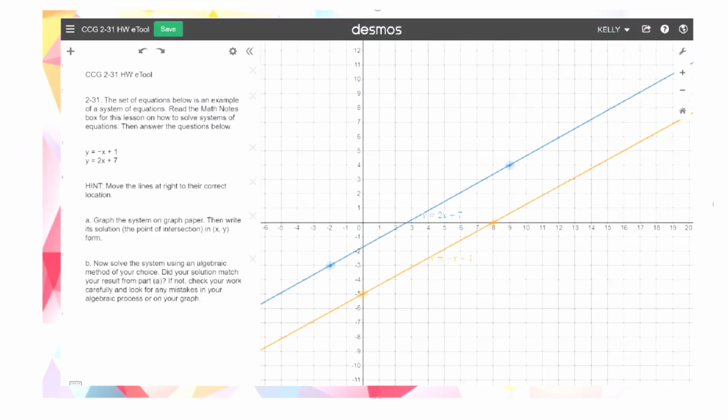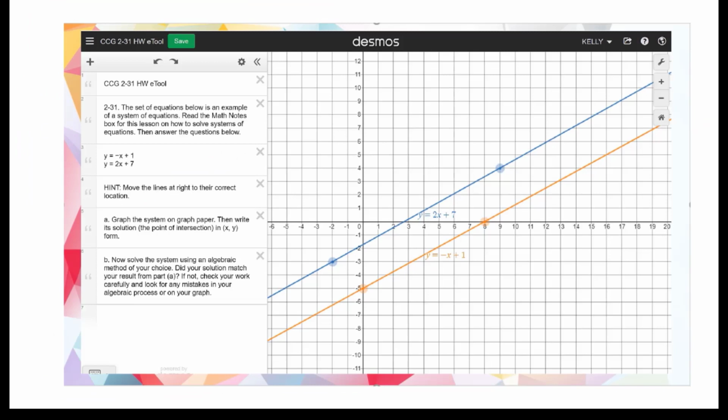Here we go. It's asking us to graph this system of equations, these two graphs, and it gives us an E tool to work with. You see the two lines there, the blue and the orange, but they are not graphed correctly. So first we're going to take care of A and graph the system on paper, which is actually in Desmos. Then we're going to figure out where they intersect, and that's going to be our system's solution. Then we'll go back to the slide and solve it algebraically.